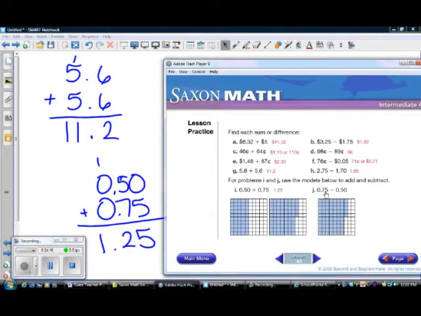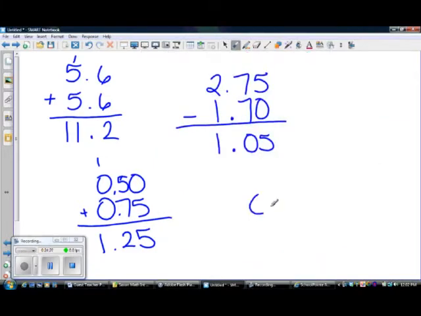Now 75/100 minus 5/10. If you look at it and think quarters, you know it's going to be 0.25. And how would we say that? 0 and 25/100.